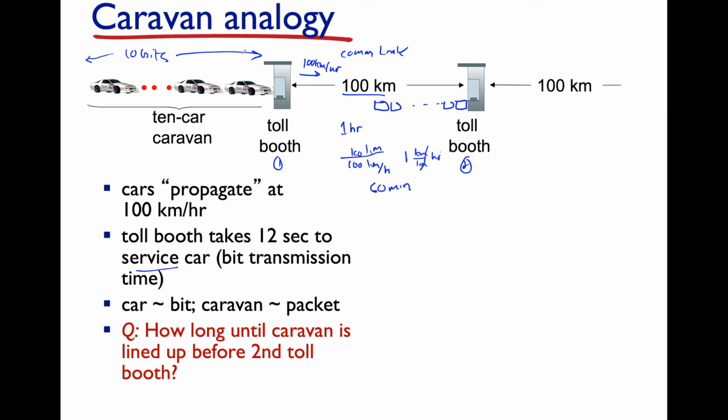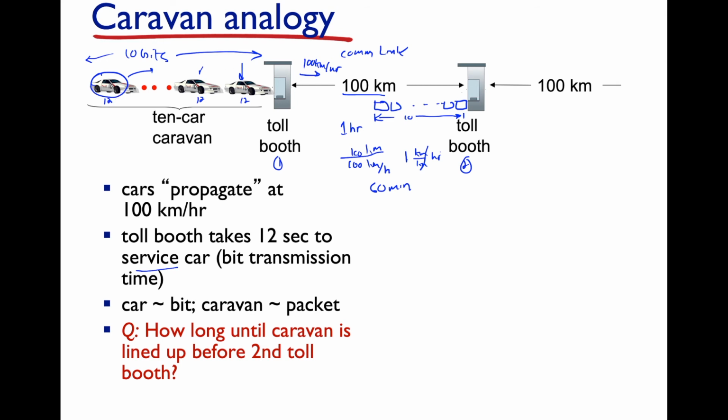But in order to send all cars, what do you have to do? You process the first car, then you transmit. Then you process the second car, third car, up to and including the 10th car. So for all 10 cars to be lined up in front of the second toll booth, you need to know how much time until you process that last car and it propagates to the second toll booth. To process the 10th car, you spend 12 seconds for that car, 12 seconds for the next car, 12 seconds for each of the cars until eventually you get to that 10th car.